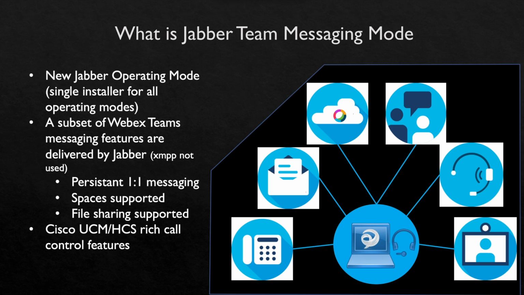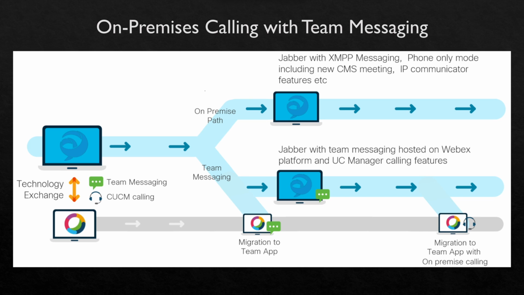What's different is instead of Jabber registering to the IM and presence server for the instant messaging and presence, it's now registering to the Webex Control Hub. That's the piece that's different. Now, why do we do this?